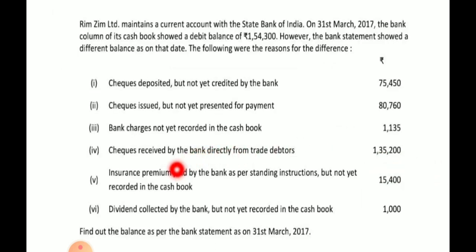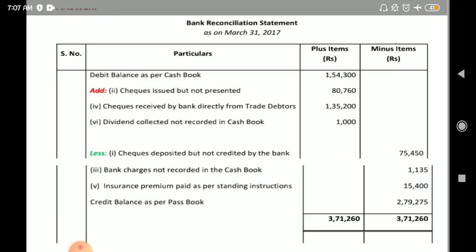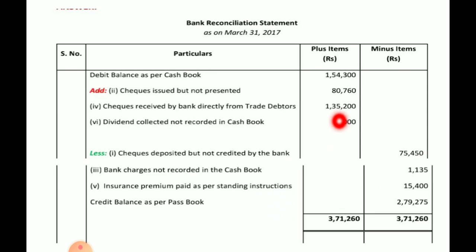Next is check received by bank directly from trade debtors, so it will be written in the plus column because trade debtors deposited their money in your account directly and did not inform you, so in your account the balance will increase, and in the cash book there is a decreased balance, so it will be written in the plus column. You can see, yes.